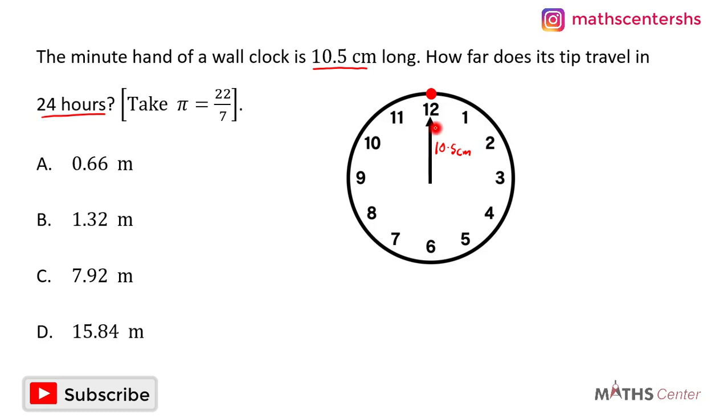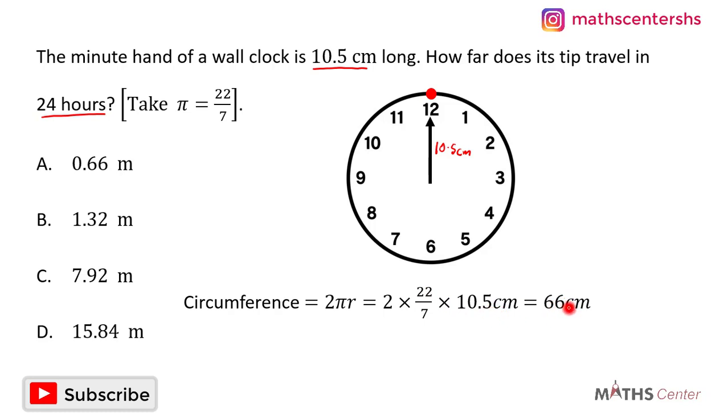As I said, the minute hand stretches from the center of the circle to a point on the circumference. So the length of the minute hand will be the radius of the circular face. So the radius of the circular face will be 10.5 centimeters. From mensuration, we know that the circumference of a circle is equal to 2 pi r. The question gave us pi as 22 divided by 7. And r is the radius, which is 10.5 centimeters. So the circumference will be equal to 2 times 22 divided by 7 times 10.5 centimeters. And this will give us 66 centimeters.